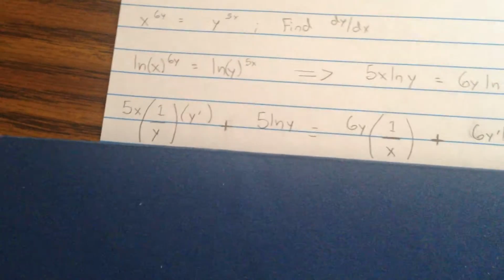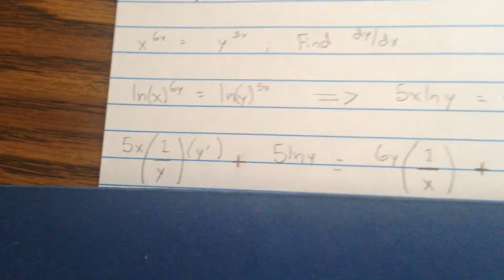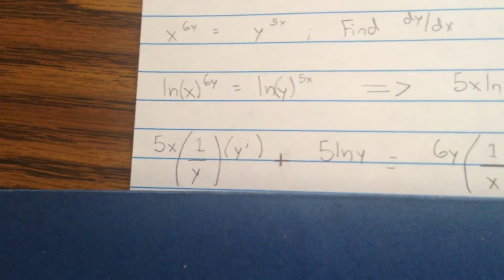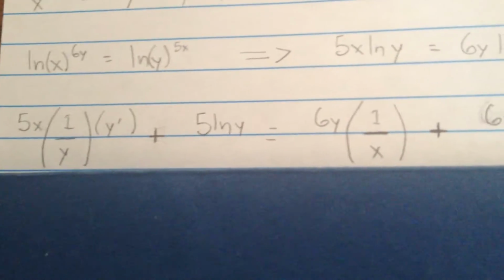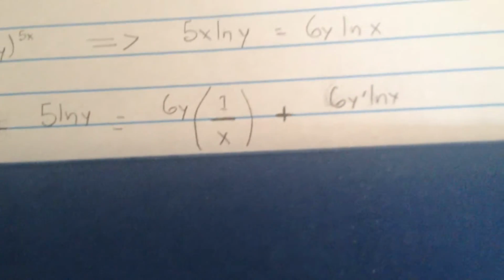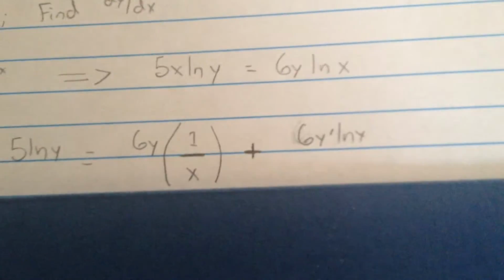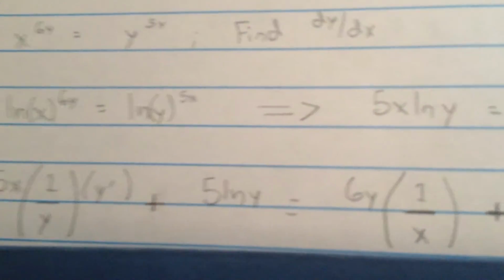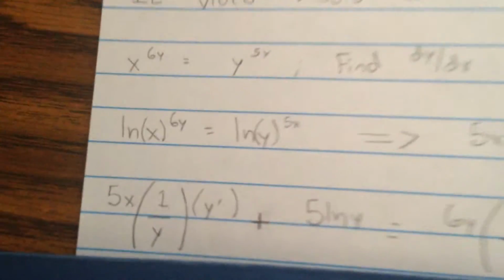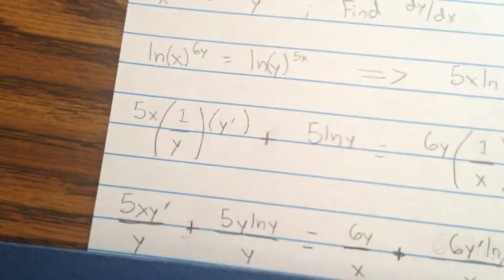Next, we're going to take the derivative of each side, which will also involve some product rule. So we get 5x times 1 over y times y prime plus 5 ln of y is equal to 6y times 1 over x plus 6y prime ln of x. And notice y cannot just be taken as a derivative by power rule like x can. It can't just be reduced. You have to multiply by y prime as the chain rule coefficient.